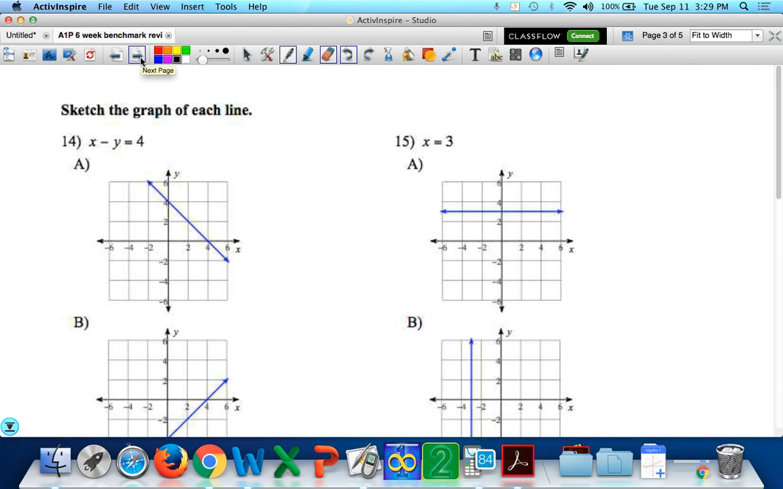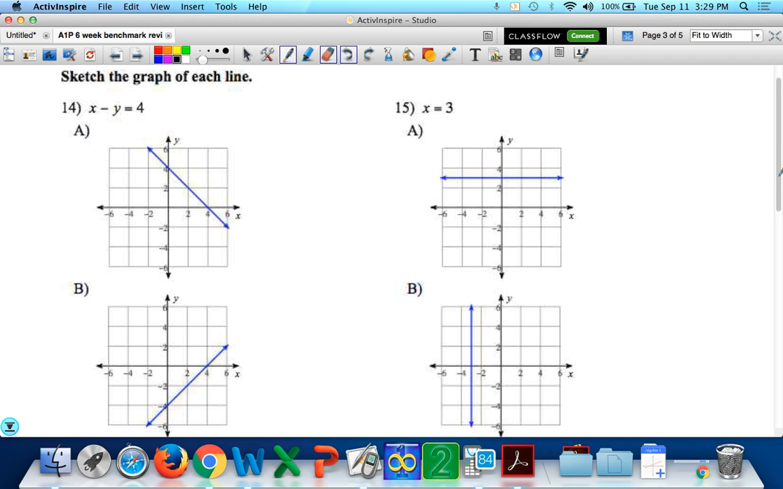Number 14, sketch the graph of each line. Right here, we're given equations, and we want to see if our graphs look the same. Guys, we cannot graph from standard form. We graph from slope-intercept, which is y equals mx plus b.